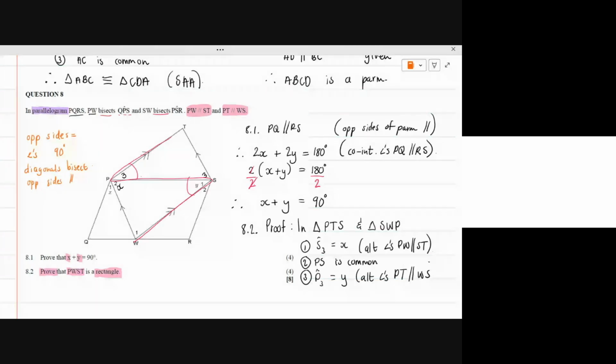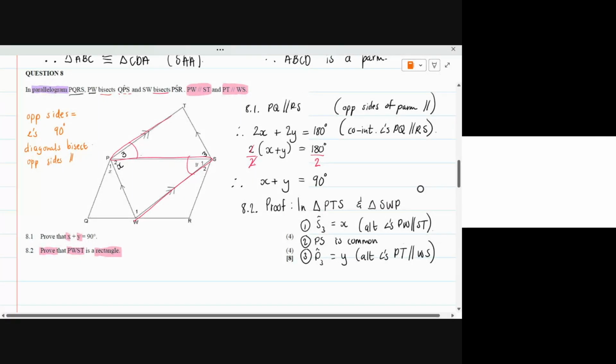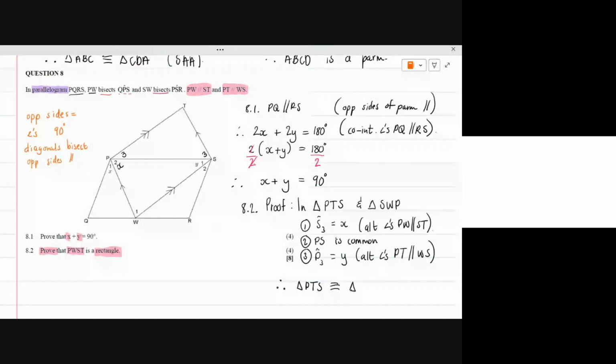Good. We've now got 3 reasons. But I've got a problem. I've now proven that PWST is a parallelogram. I haven't proved that it's a rectangle. Let's finish up and then I'll explain what I mean. So I can say, therefore, triangle PTS is congruent to triangle SWP.